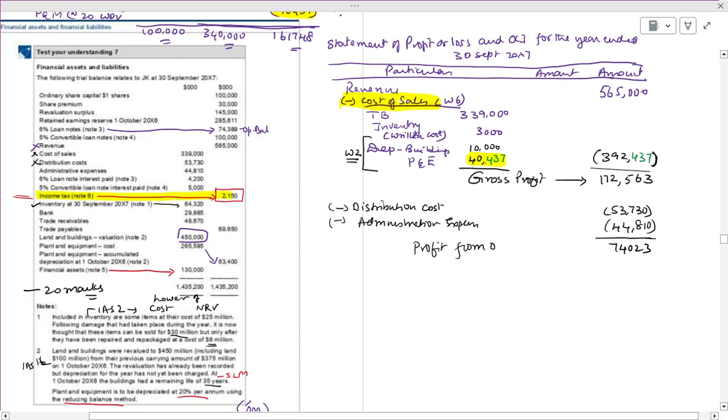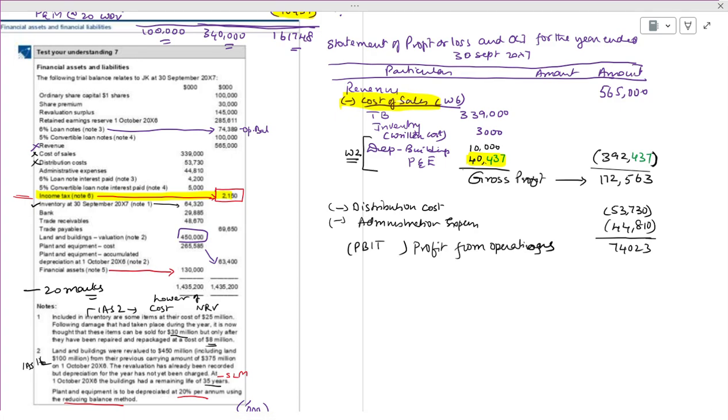Profit from operations, or operating income. Nothing will happen, okay? And after that, what do we have to do? You can say profit before interest and tax. All are the same, okay? Take my word. You can write profit before interest and tax, profit from operations or operating profit. All are the same.